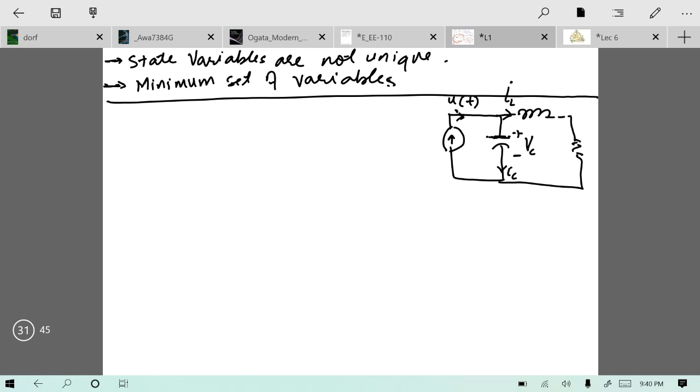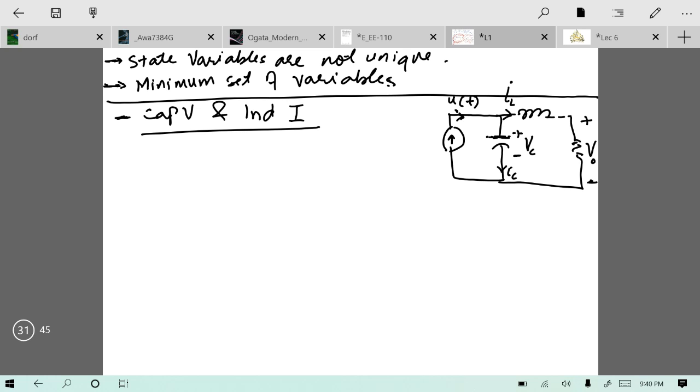If you want to find the output, the voltage across the output resistance or any voltage across anything in the circuit or any current, if you have information about the capacitor voltage and inductor current, can you find the output voltage? Yes, you can. Similarly, one can say that if I know the inductor current as well as the resistance value, I can find the output voltage if this is the output voltage. Yes, you can.